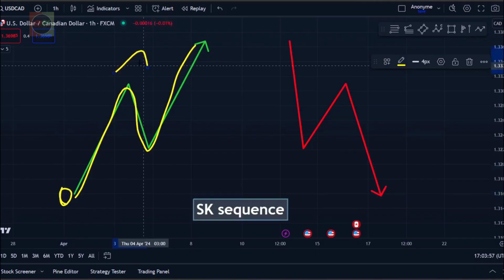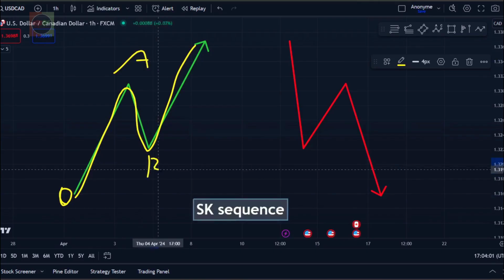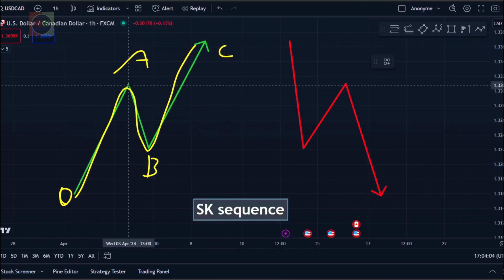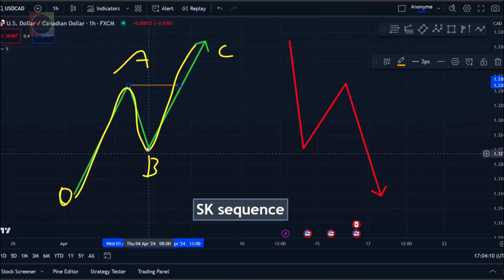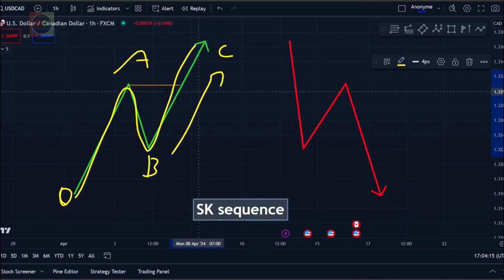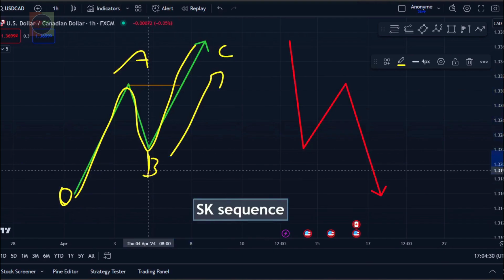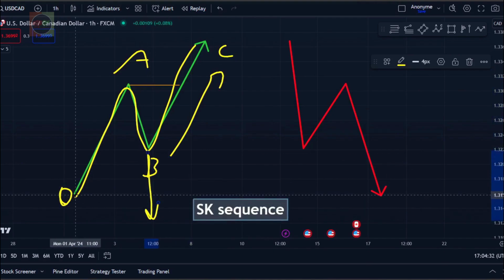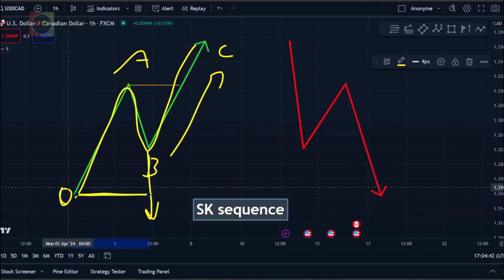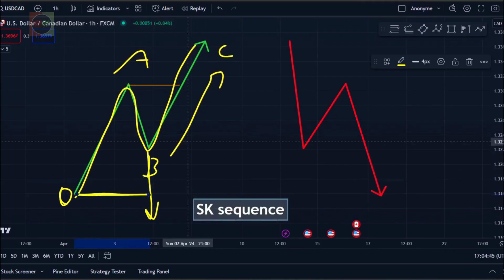Here we have point 0 and point A, then point B from the correction, then point C. The content of the first condition is that point B must penetrate point A, meaning point B, as you saw here, exceeded point A. The second thing in this first condition is that point B must never go down and penetrate the level of point 0. If point B exceeds point 0, this is never considered an SK sequence, and I will never be able to apply the strategy.